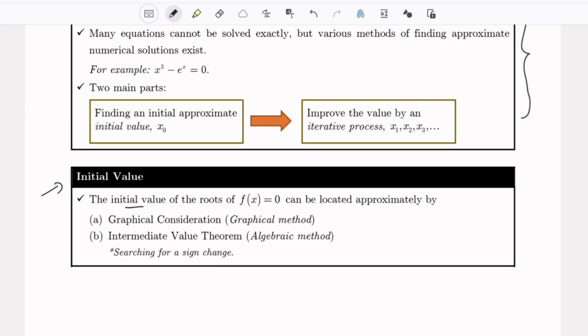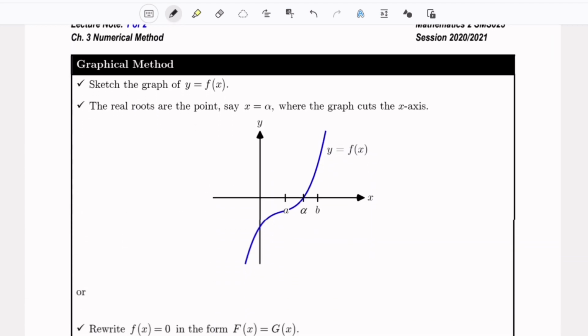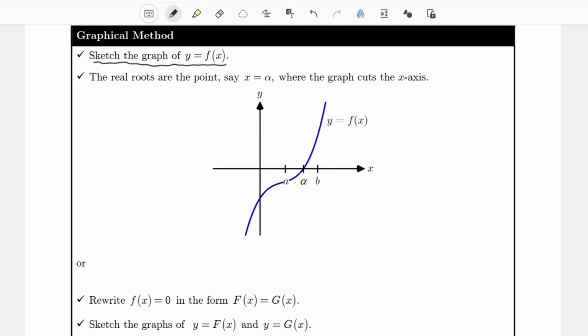The initial value of a root of f(x) = 0 can be located approximately by using a graph, that is graphical consideration, and the intermediate value theorem. So let's look at the graphical method. Sketching the graph of y = f(x). There are two ways to sketch the graph. If you are able to sketch y = f(x), the graph cuts the x-axis at a point, and that will be the root.